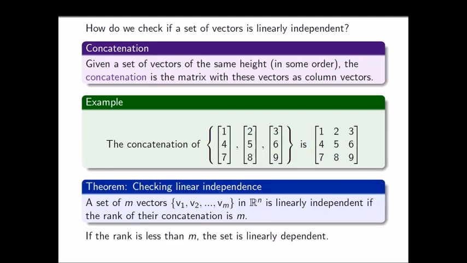Now, here's an important result. A set of m vectors in Rn is called linearly independent if the rank of their concatenation matrix is m. And if this rank is less than m, then the set has to be linearly dependent.